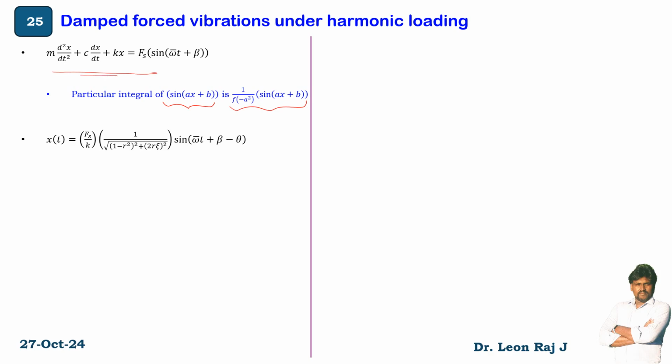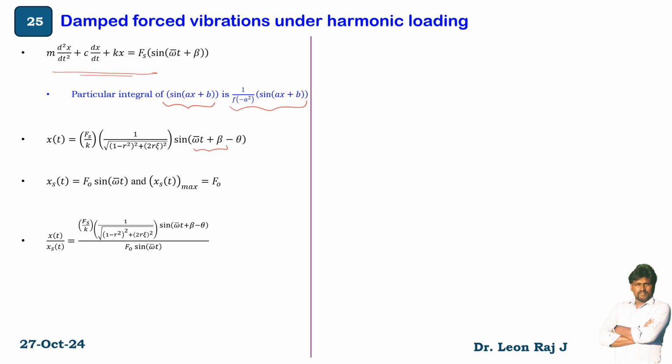How to solve this differential equation I have explained in the previous slides, also in lecture 1 of structural dynamics. So here the response is further simplified as Fs by k into 1 divided by square root of (1 minus r square) whole square plus (2 r xi) whole square, sine of omega bar t plus beta minus theta, that is ax plus b minus theta. So theta is nothing but the phase angle change. Xs of t is nothing but F0 sine omega bar t. Xs of t max equal to F0, that is nothing but the amplitude.